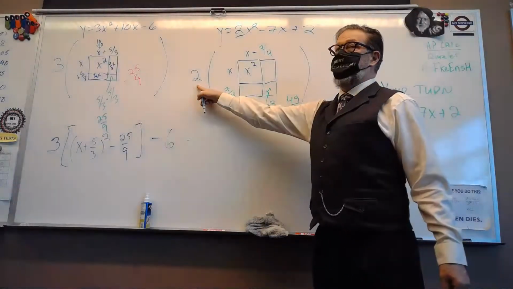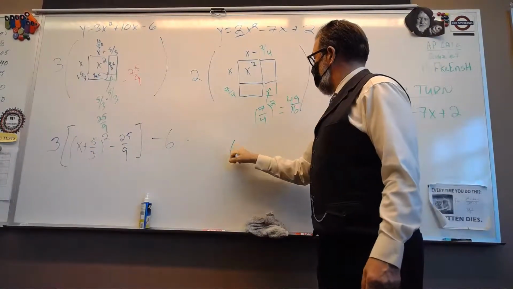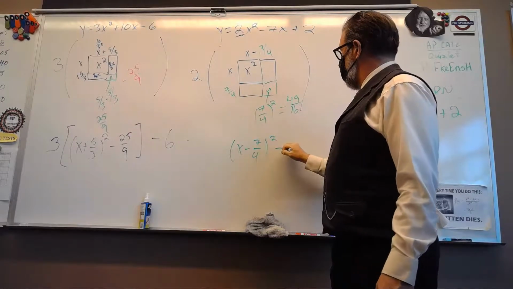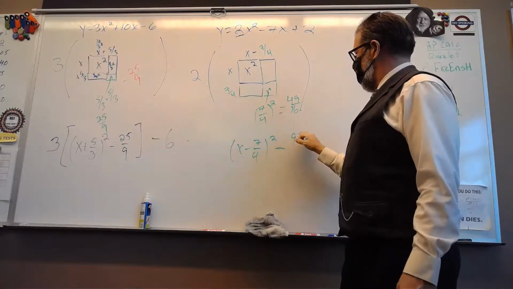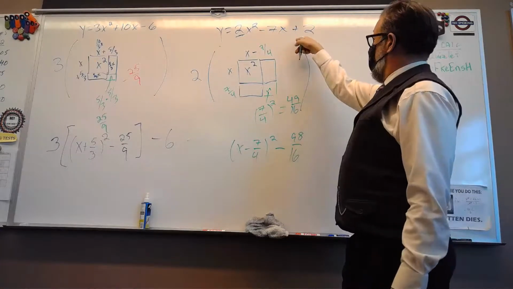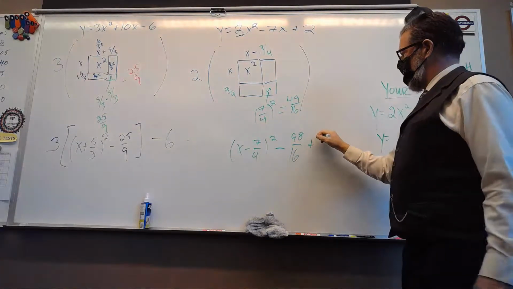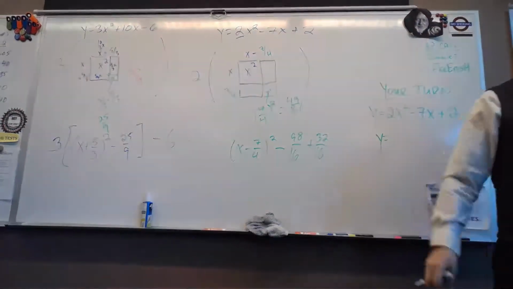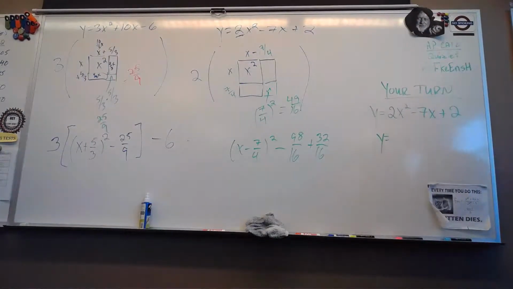And now I'm going to double that, which means that I've got x minus 7/4 all squared minus double that is 98/16 plus 2, which is 32/16. And now I can just combine those. Because when you get good at fractions, they are so much easier than decimals.